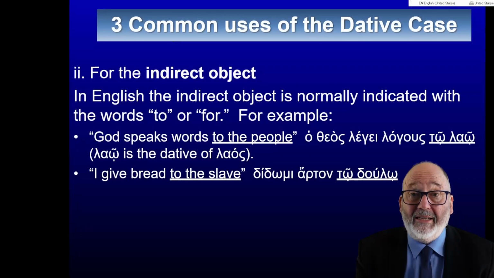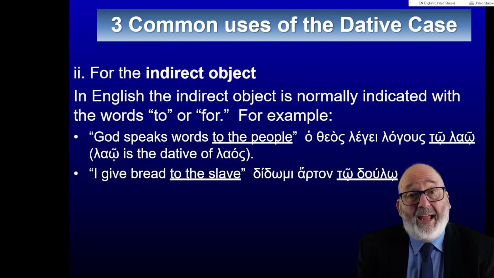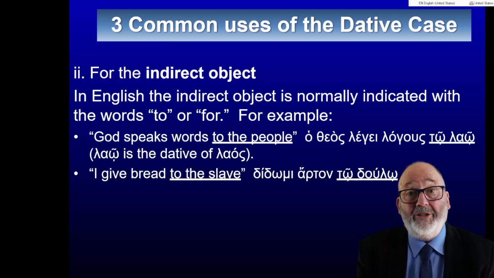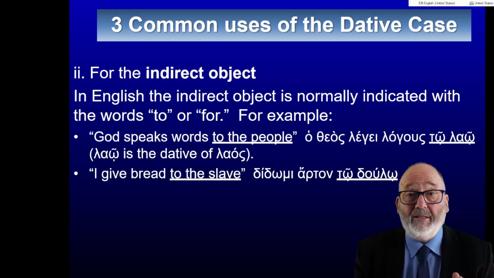Second use of the dative case is to express indirect objects. Now, our custom is to talk about what a grammatical feature is in English and then say, does this help us understand the Greek grammatical feature? Well, with indirect objects, they are relatively close. Take the sentence: God speaks words to the people. God, subject; speaks, verb; words, direct object; to the people, indirect object.